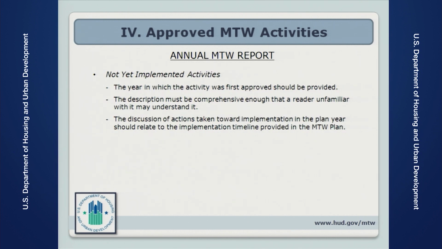Next is the section on not yet implemented activities. Here, you'll again be just providing the year that the activity was first approved, as you don't have an implementation date yet. Again, please provide a comprehensive description. And in the report, you'll report on actions that the agency has taken towards implementation in the plan year. So here you would take the timeline or any anticipated steps that you provided under this activity in the plan. You would report on those steps that you actually did take, where in the timeline you are, if that's where you expected to be, and narrative information on that.